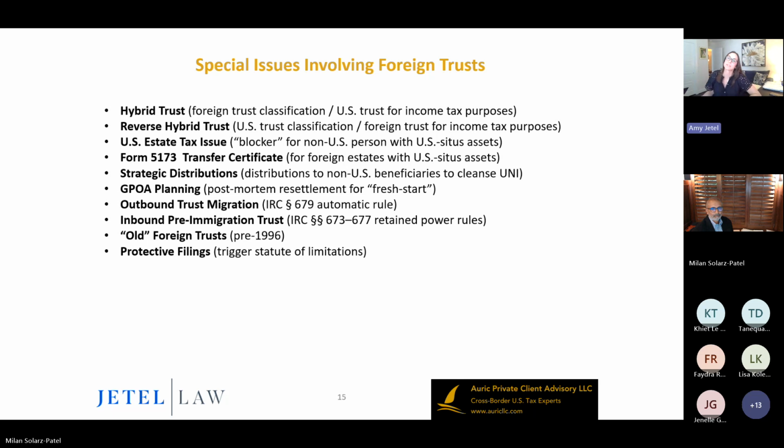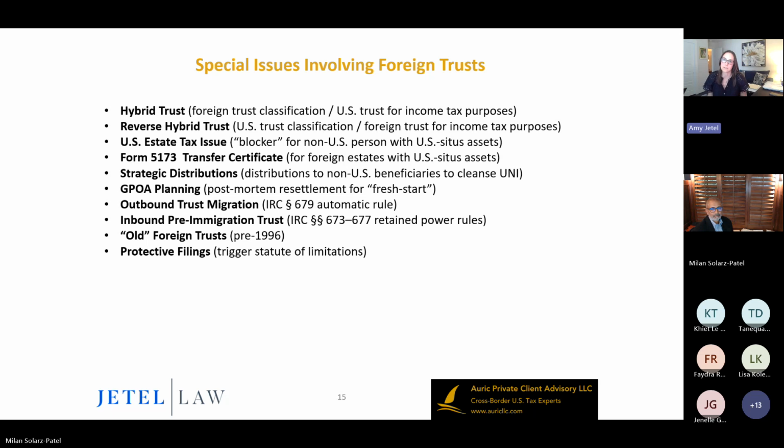A reverse hybrid trust is the reverse of that. This is a little bit newer, and I don't know if these terms are actually legit terms. I just came up with reverse hybrid a while back. Let's say there's a Wyoming trustee, but we want it to be a foreign trust for tax purposes. We'll put a foreign protector on it who has control over one substantial decision, and now it's not a U.S. trust.